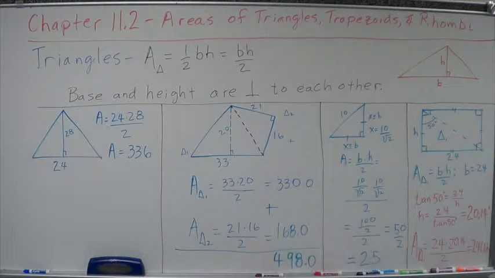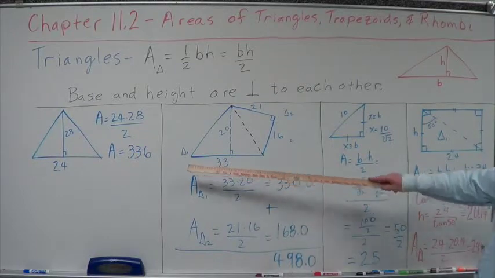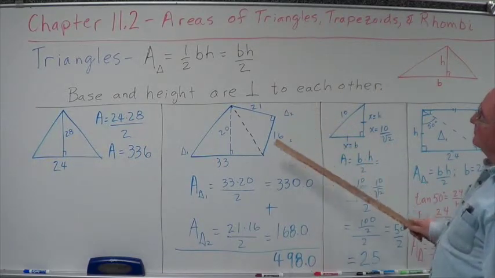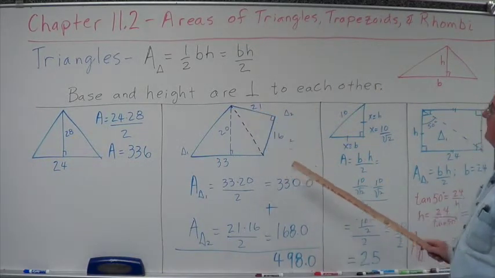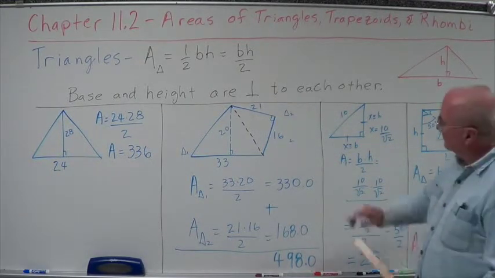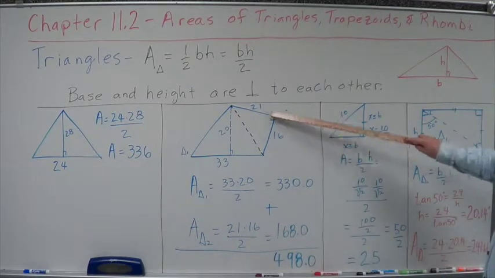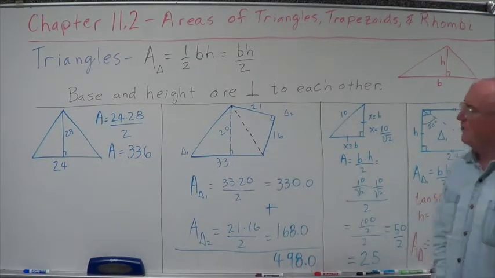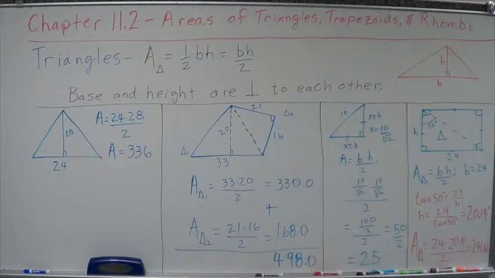Here is a quadrilateral. Now, I have conveniently divided it into 2 different triangles. Triangle 1 over here has a base of 33 and a height of 20. Triangle number 2, divided by this line, has a base of 16 and a height of 21, or a base of 21 and a height of 16. It doesn't matter which one's the base. Either way, we have 2 different triangles. To get the area of the entire figure, what are we going to have to do with those 2 triangles? We're going to have to calculate the area of both triangles and then add them together.